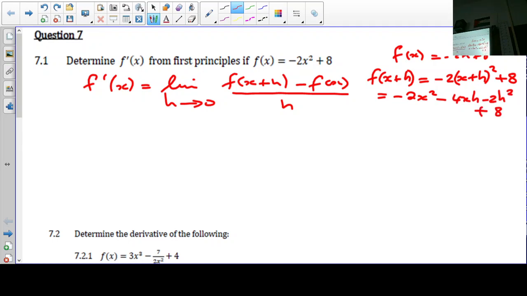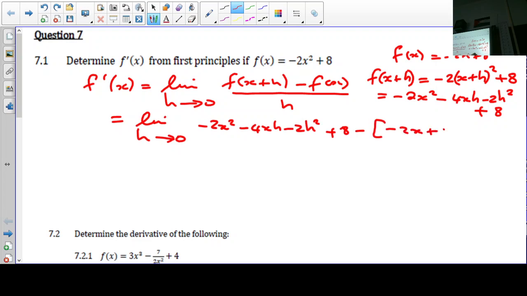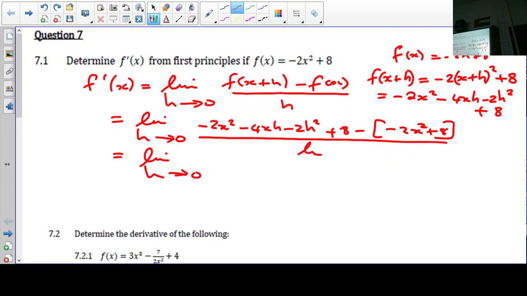Okay? So we do the substitution, we'll have the limit as h approaches 0. F of x plus h is negative 2x squared minus 4xh minus 2h squared plus 8 minus f of x, which is negative 2x squared plus 8 all over h. And then we multiply this out. So negative 2x squared and 2x squared cancel, negative 8 plus 8 cancel. So as you can see, we are left with negative 4xh minus 2h squared.